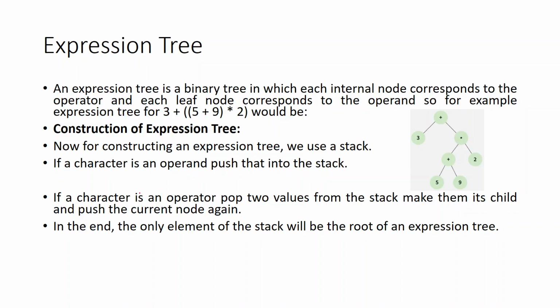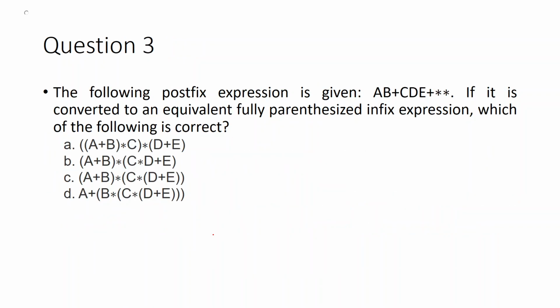While constructing an expression tree, first we need to scan the expression from left to right, one by one. If a character is an operand, we need to push it into the stack. If a character is an operator, we need to pop two values from the stack, make them its children, and push the current node again. In the end, the only element of the stack will be the root of the expression tree.